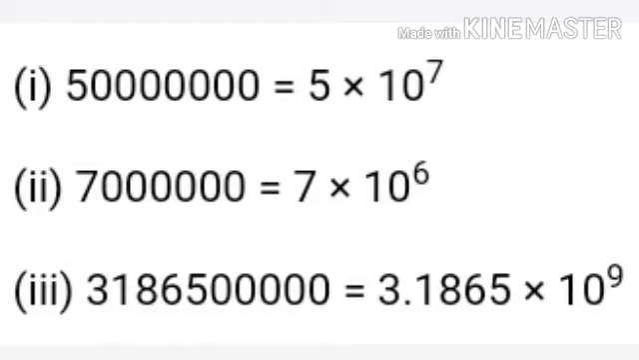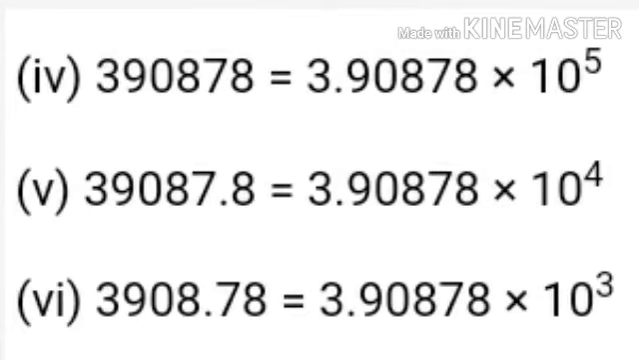Okay. Student, you can do question number 4th, 5th and 6th same as 1st, 2nd and 3rd. 4th, 3.90878 into 10 to the power 5. 5th, 3.90878 into 10 to the power 4. And 6th, 3.90878 into 10 to the power 3. Remember it, the decimal should always be put after 1 digit.